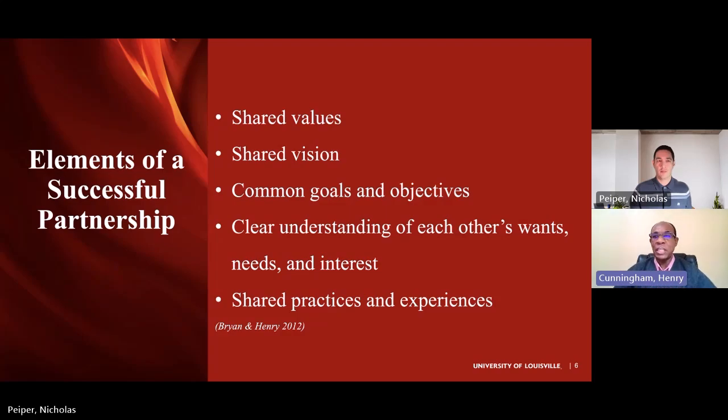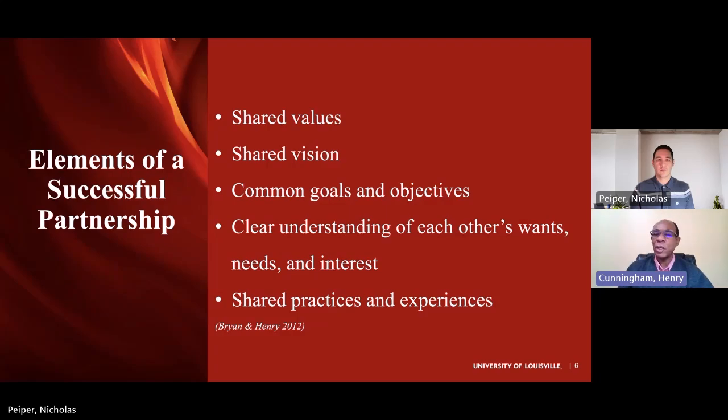Again, this is based on the research. According to Brian and Henry, they claim that if we want to have successful partnerships, there has to be shared values, which means your values need to be the same as the values of your community partner. Whatever you strongly believe in, that is where you want to find a partner that shares those same kinds of values, whatever those values are that you want to work on.